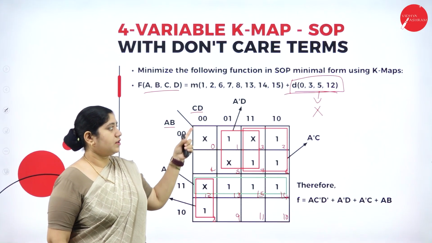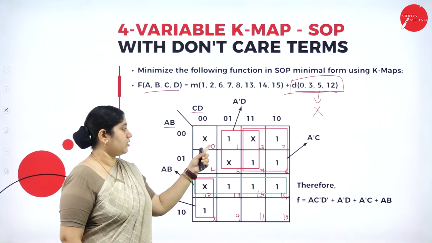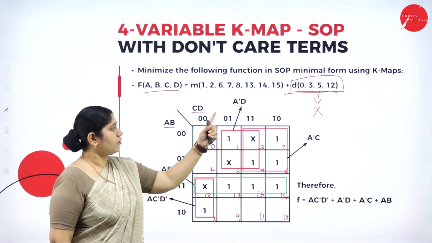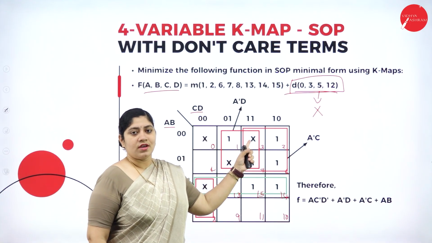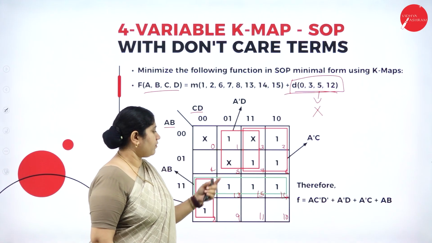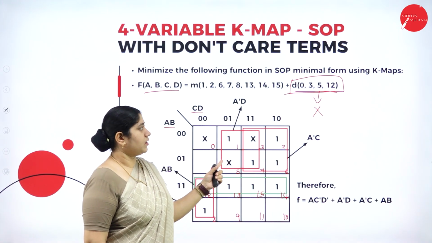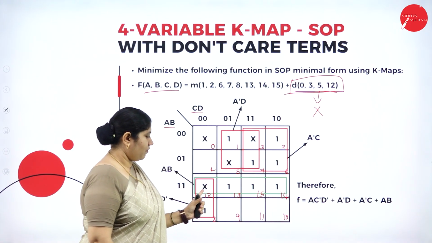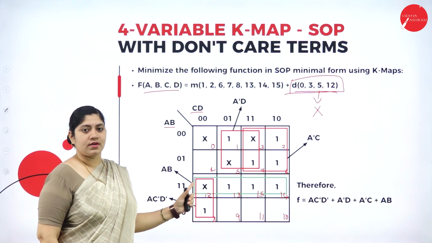Okay, so let's start. We have a 0th bit, so here it's a 0. We have to write an X followed by 3. In 3, we have to write an X followed by 5. In 5, we have to write an X followed by 12. So the 12 is here, so we have to write an X.